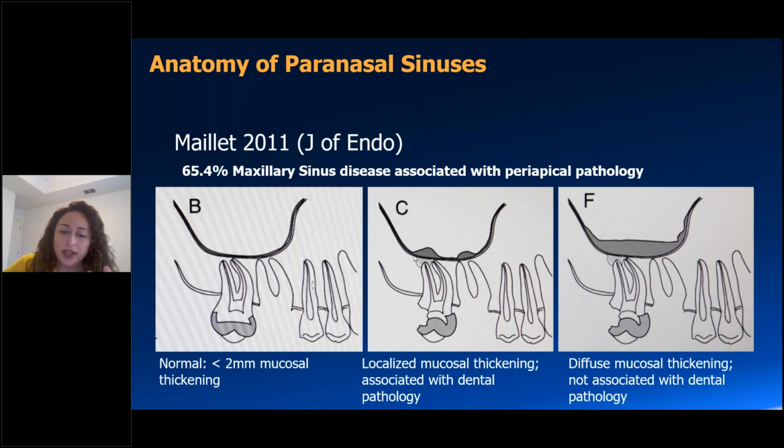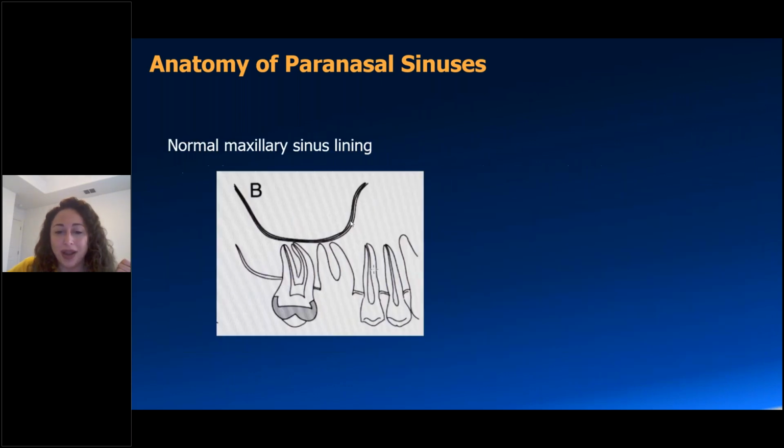The second one is localized mucosal thickening, apical to a lesion, to PDL space widening, or to maybe a tooth that was just extracted. And the third one is generalized mucosal thickening. Each one will give us a different idea.